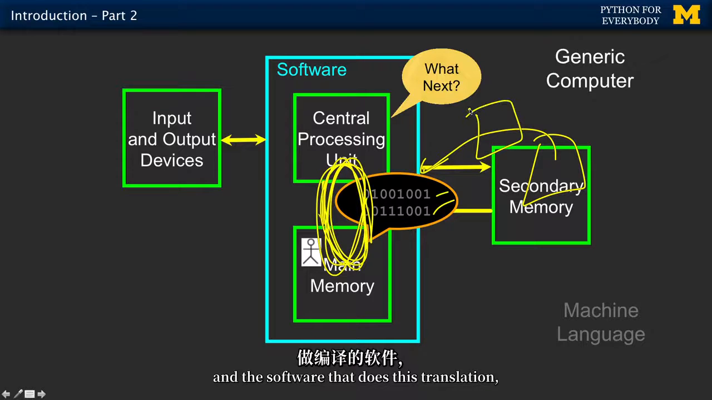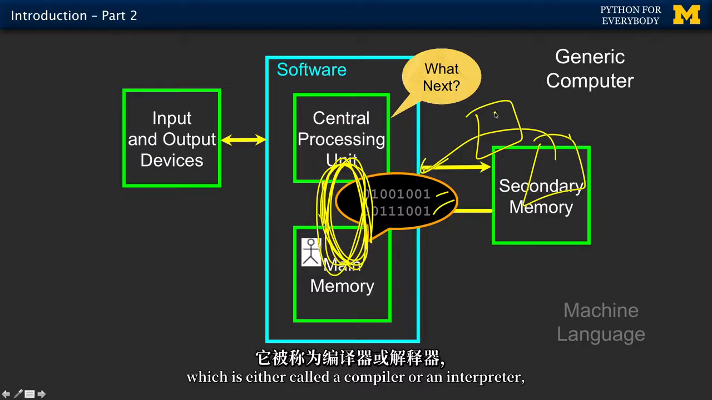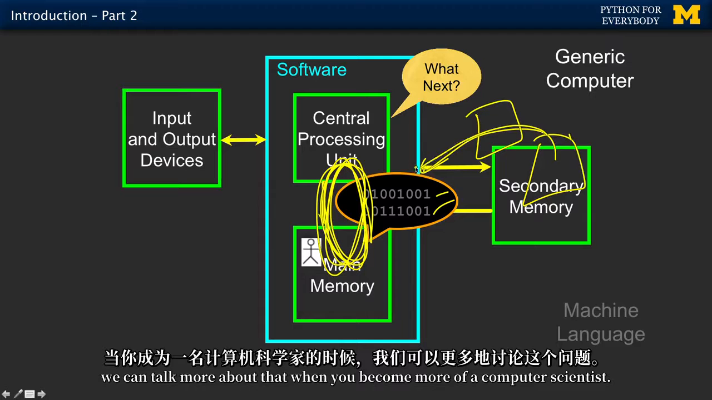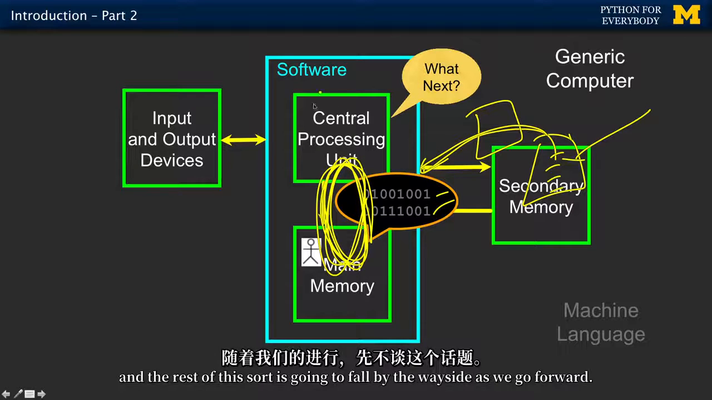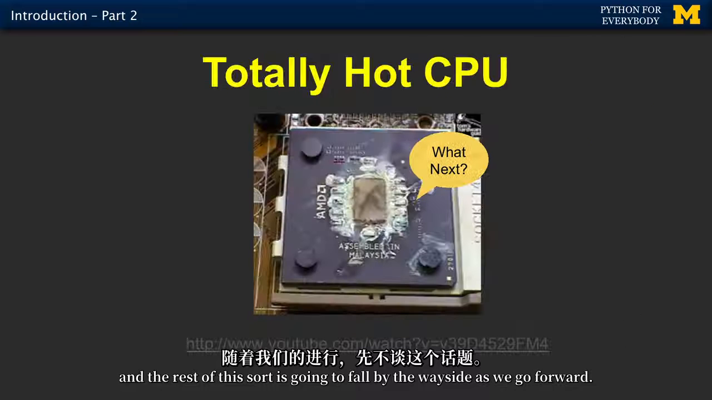The software that does this translation is called either a compiler or an interpreter, and we could talk more about that when you become more of a computer scientist. But for now, we're going to worry about how to write this code, and the rest of this is going to fall by the wayside as we go forward.